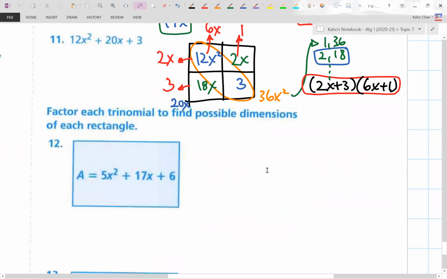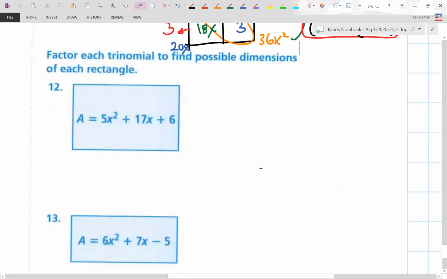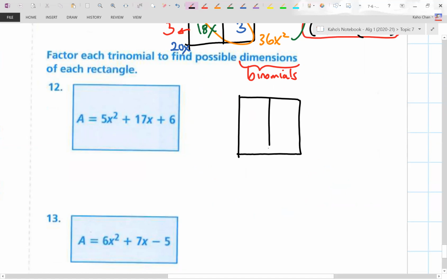Well, I don't know what they're trying to do with number 12 and 13. They're trying to make you think it's in a box. That's the same thing. The dimensions are basically asking for the binomials, okay? It's no big deal. Same thing, just put it in the box. Just doing more of the same stuff. First term, first box.